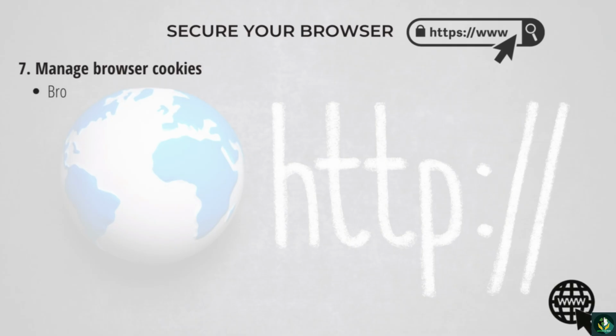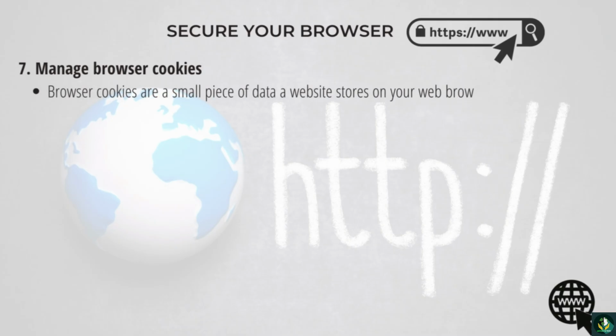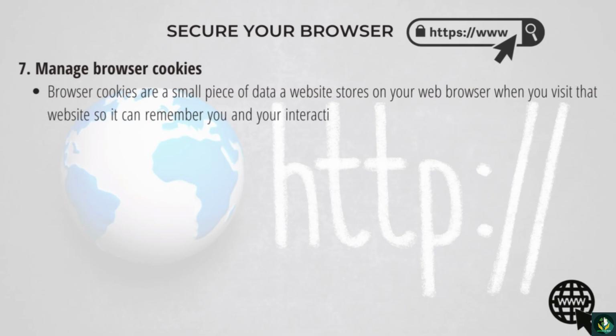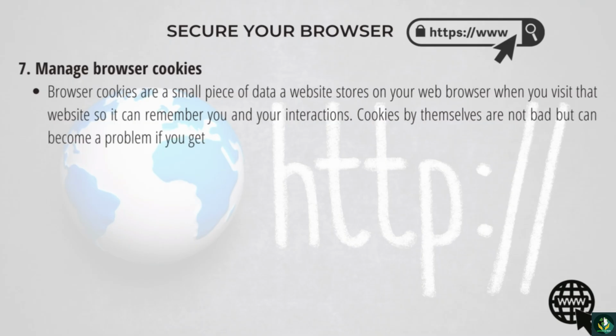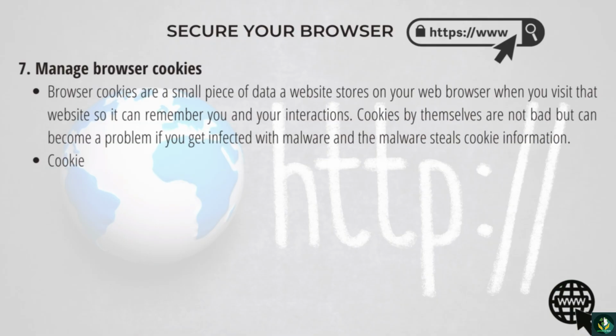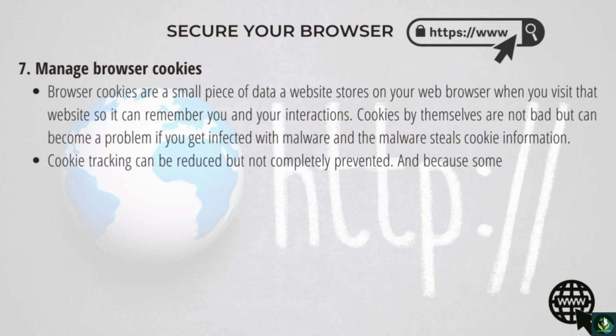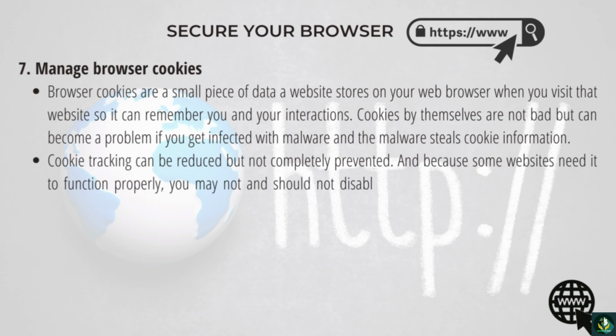7. Manage browser cookies. Browser cookies are a small piece of data a website stores on your web browser when you visit that website, so it can remember you and your interactions. Cookies by themselves are not bad, but can become a problem if you get infected with malware, and malware steals cookie information. Cookie tracking can be reduced, but not completely prevented, and because some websites need it to function properly, you may not and should not disable it entirely.